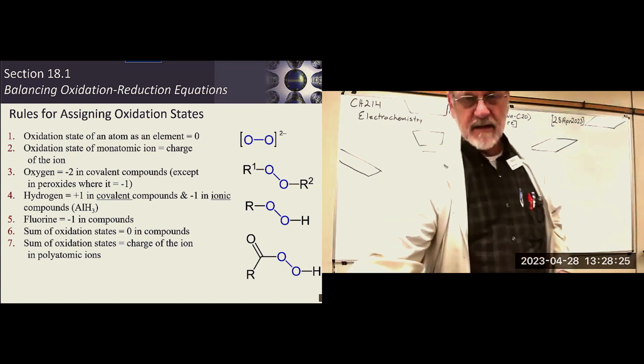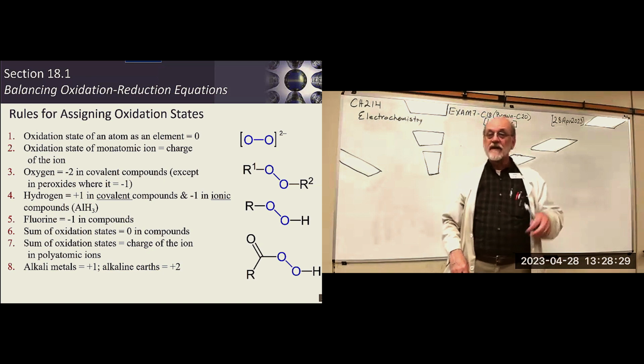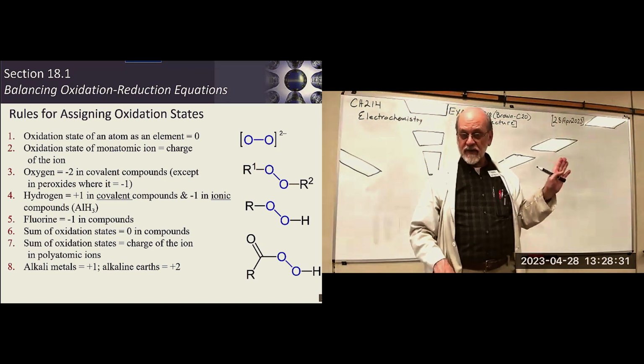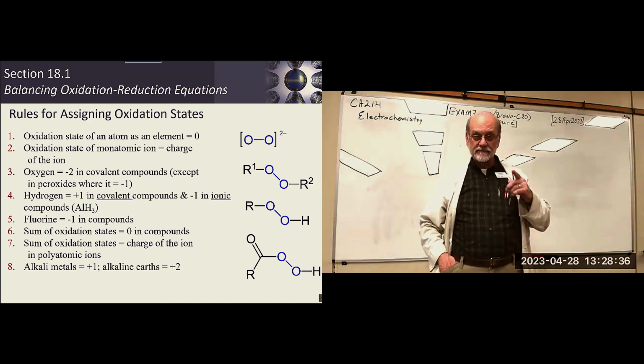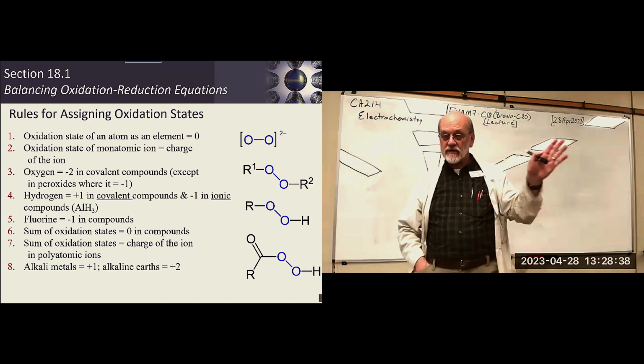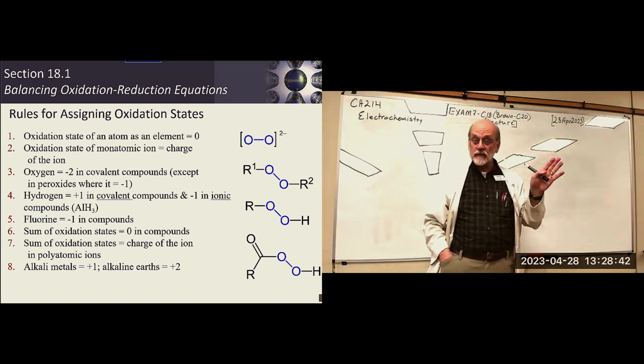All right. Got any more rules? Yep. Alkali metals. First column in the periodic table. They are always assigned an oxidation state of +1. Their next door neighbors, the alkaline earths, are always assigned an oxidation state of +2.